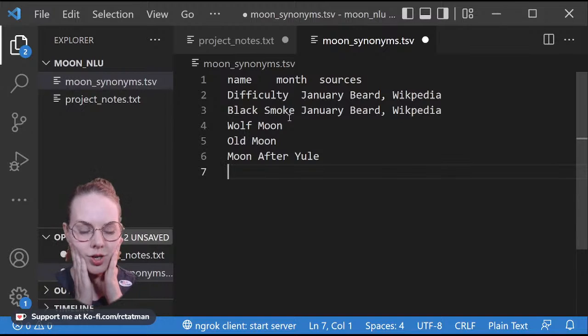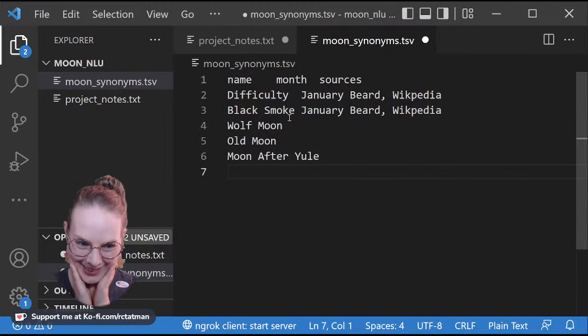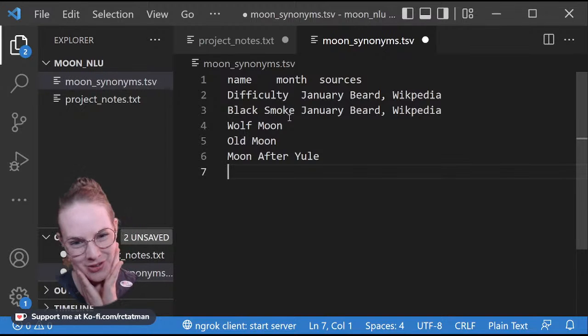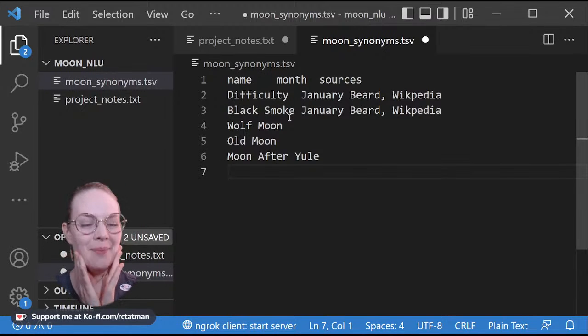Okay, so next up we had the wolf moon. We had the old moon. We had the moon after Yule. So this would be the first moon after the, it would be the first moon after. So remember when I said that if you're anchoring it to quarters, the month is always going to be the same, like the January moon is always going to happen in January. Well, there are 10 or 9 days after Yule, which is the winter solstice, in December, in which you could have a moon. So the moon after Yule could definitely be a December moon as well.